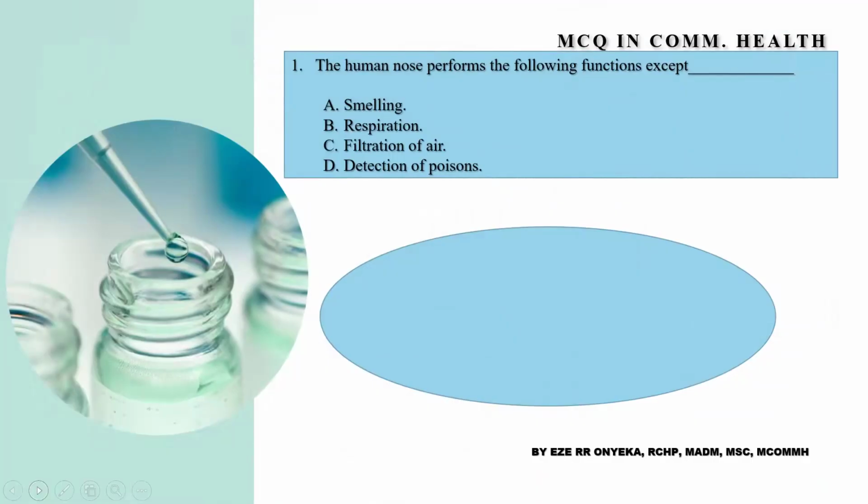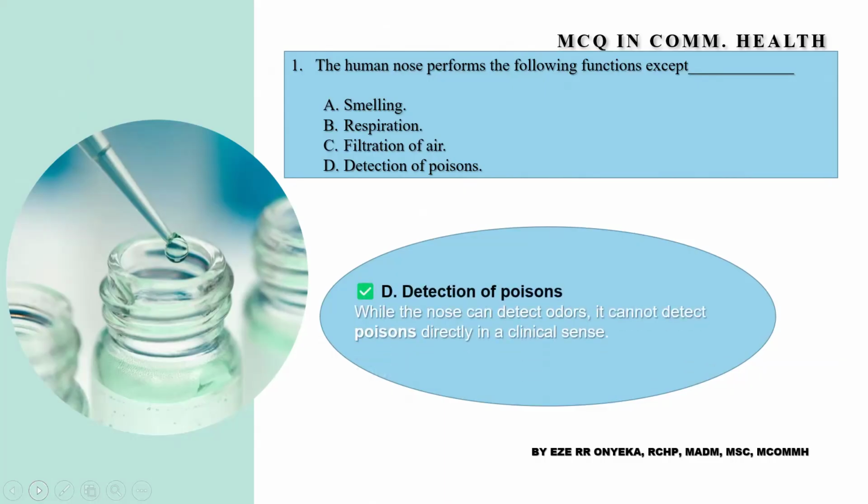The human nose performs the following functions except A, smelling, B, respiration, C, filtration of air, D, detection of poisons. The correct answer is D, detection of poisons. While the human nose can detect odors, it cannot detect poisons directly in a clinical sense.